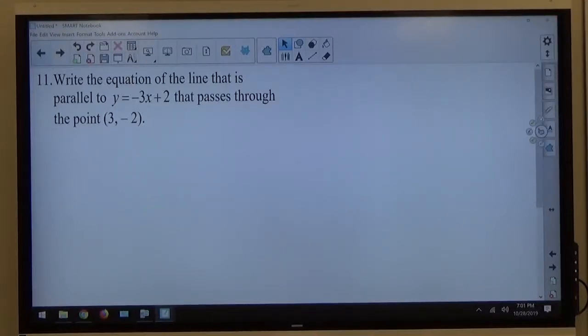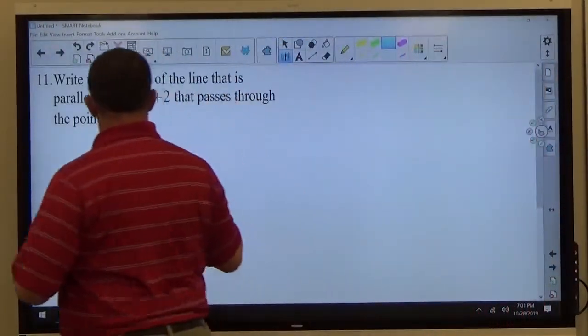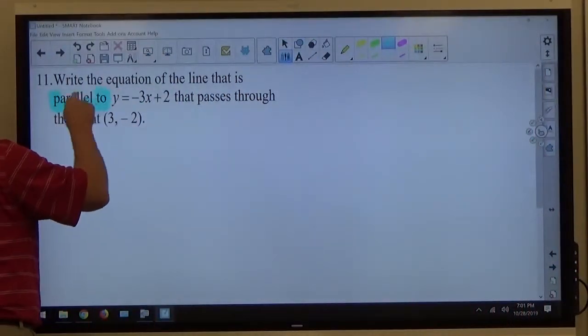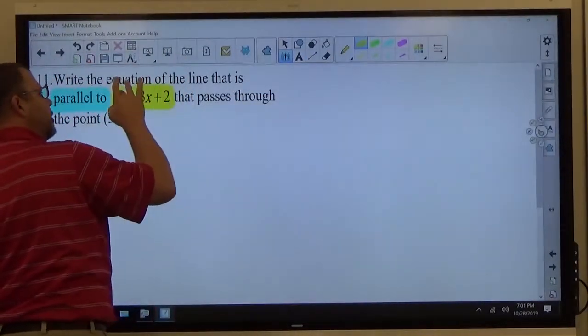Okay, so number 11, it says write the equation of a line that's parallel to y equals negative 3x plus 2 that passes through the point 3, negative 2. So the first thing you want to focus on is it says parallel to, and it gives us an equation which is y equals negative 3x plus 2.